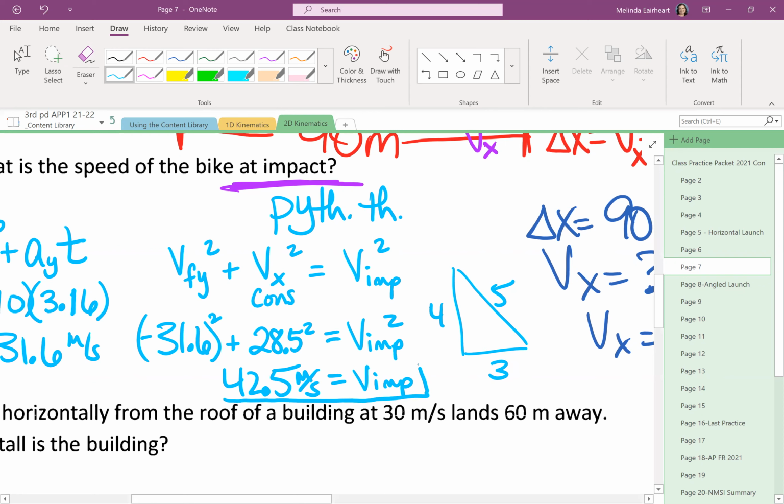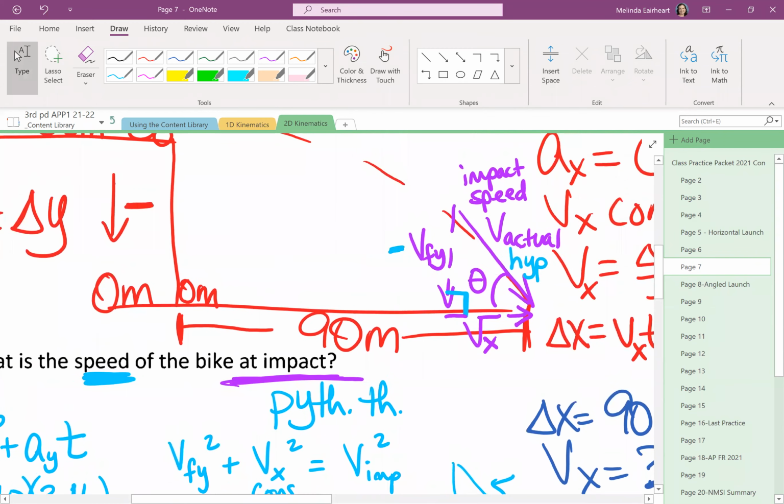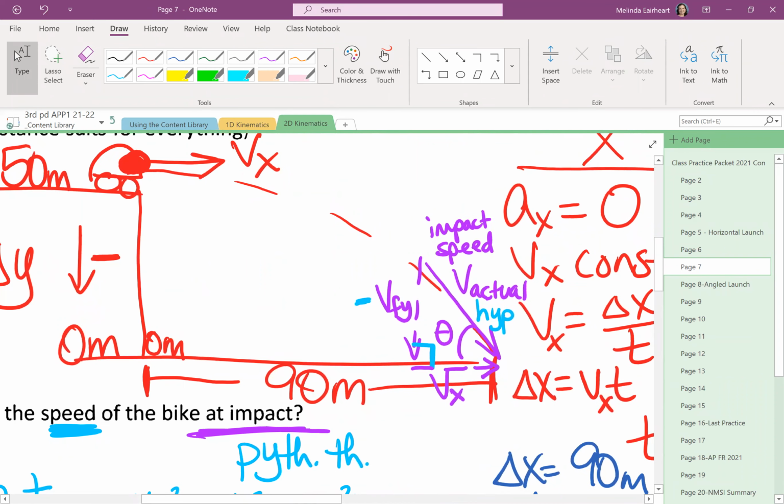So impact speed is what they asked us for. But what if they said velocity? I need magnitude and direction. I'm going to take it one step further, okay? How do you find direction? Well, it's the direction of that impact speed. And when you look at the picture, you're like, oh, she drew the arrow southeast.